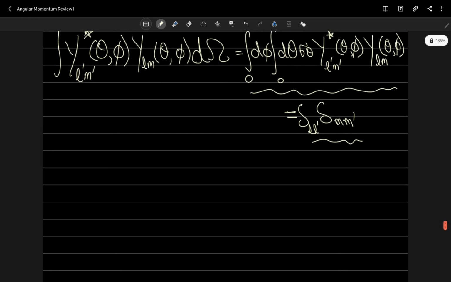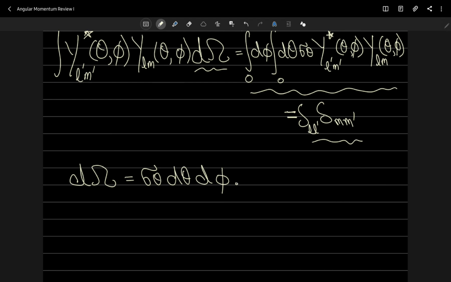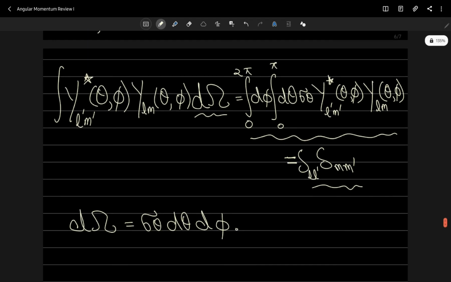Now this d omega is also called the solid angle. So d omega is equal to sine of theta times d theta d phi. And with this, I would like to end this lecture over here. It has already gotten really long. In the next part of the review on angular momentum, I will specifically talk about the matrix representations of angular momentum.